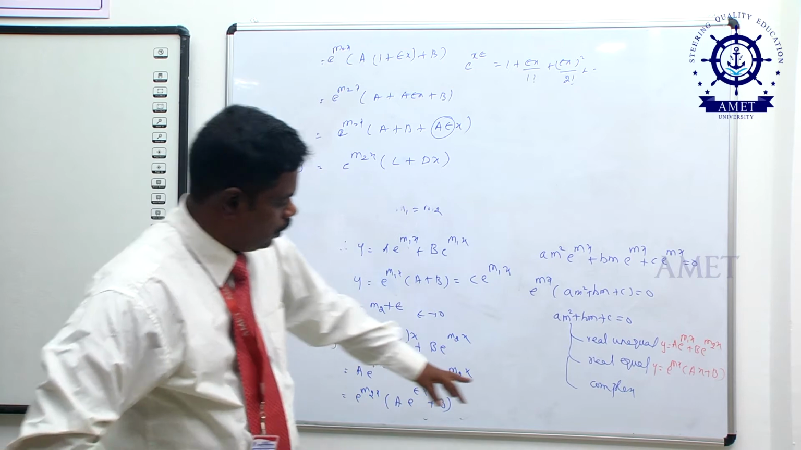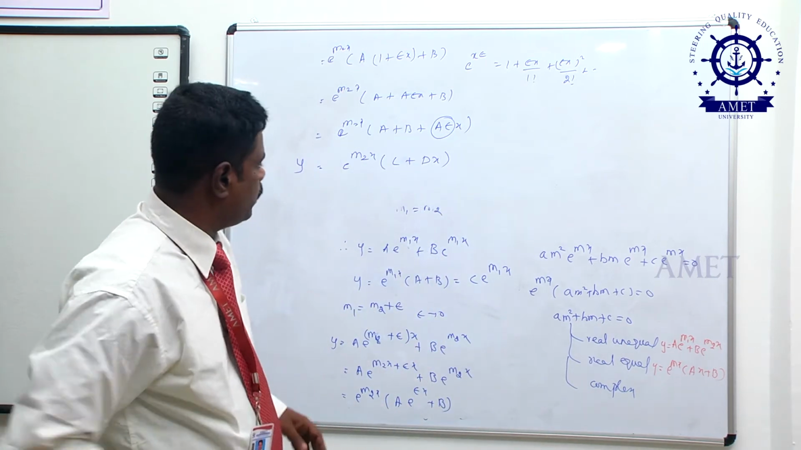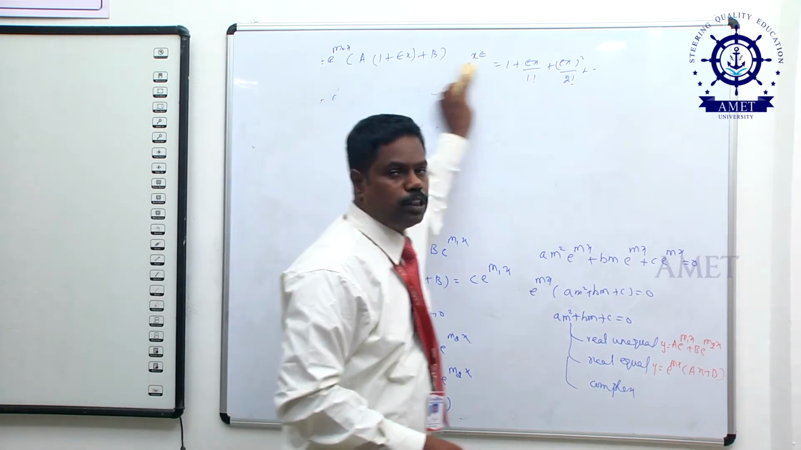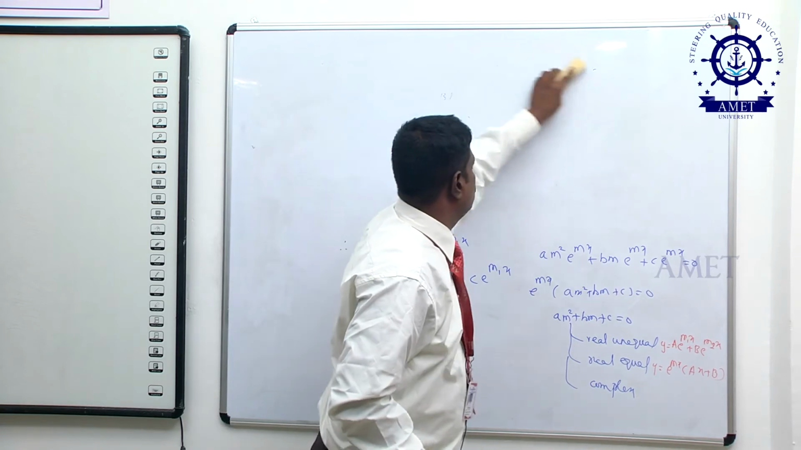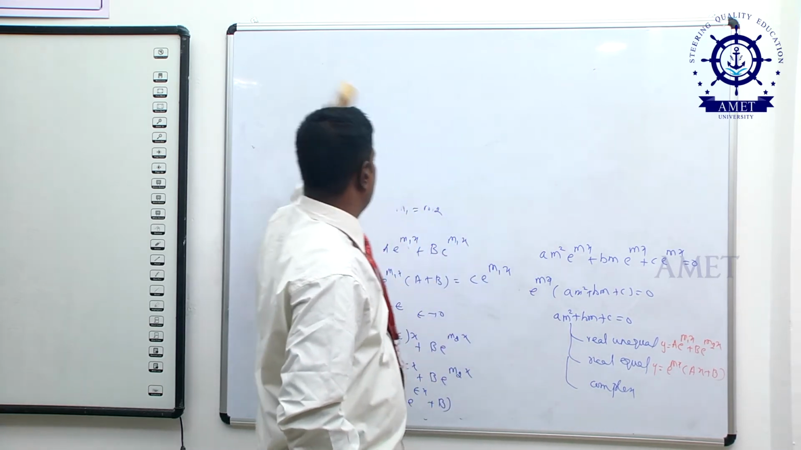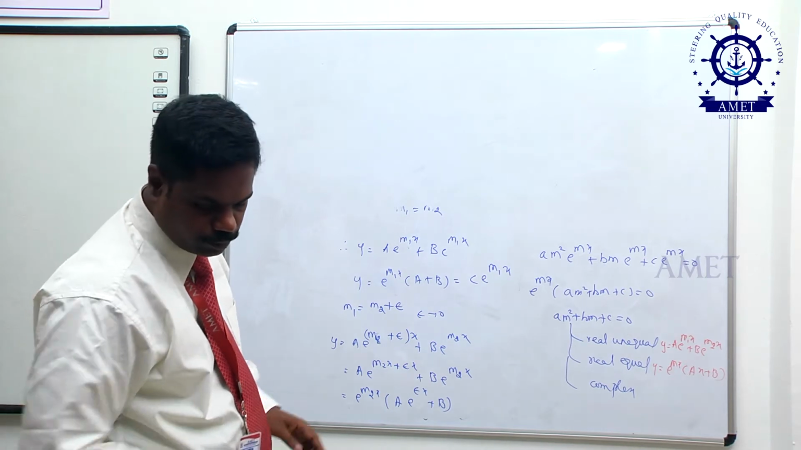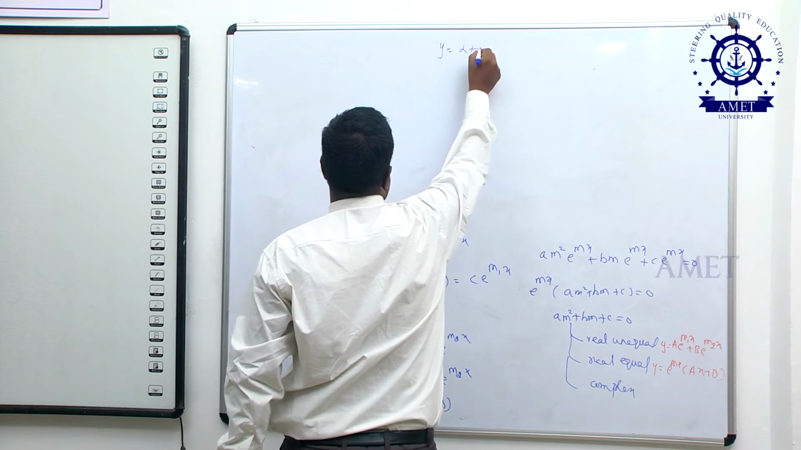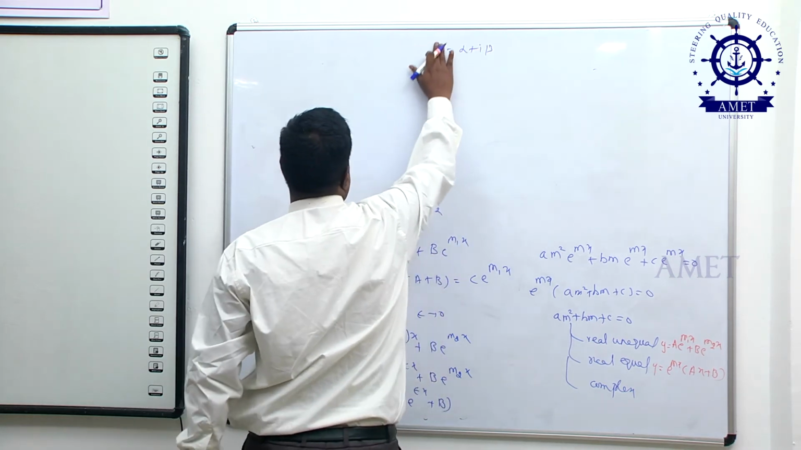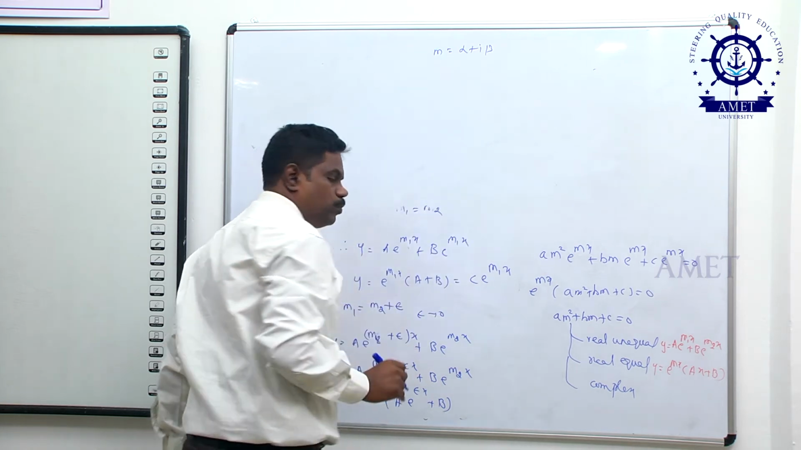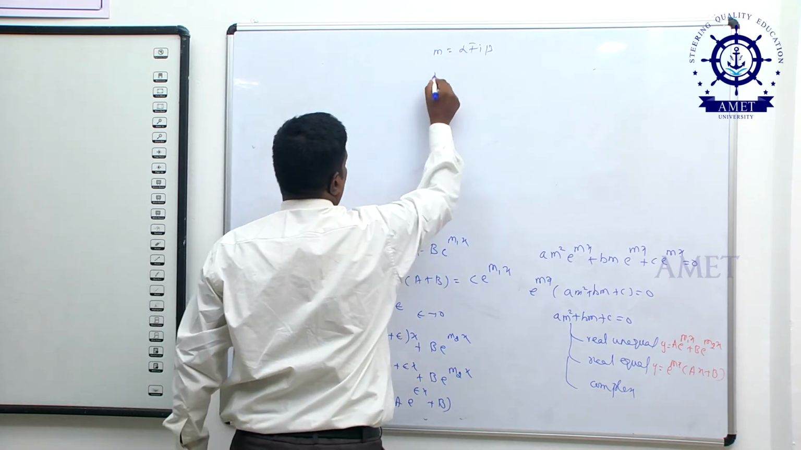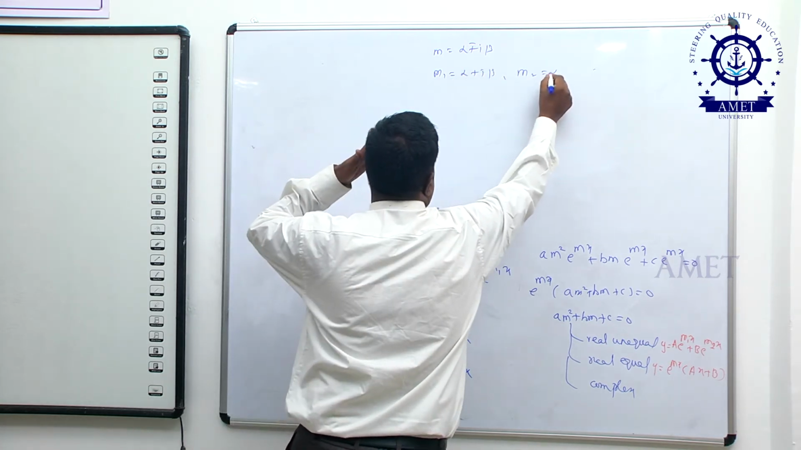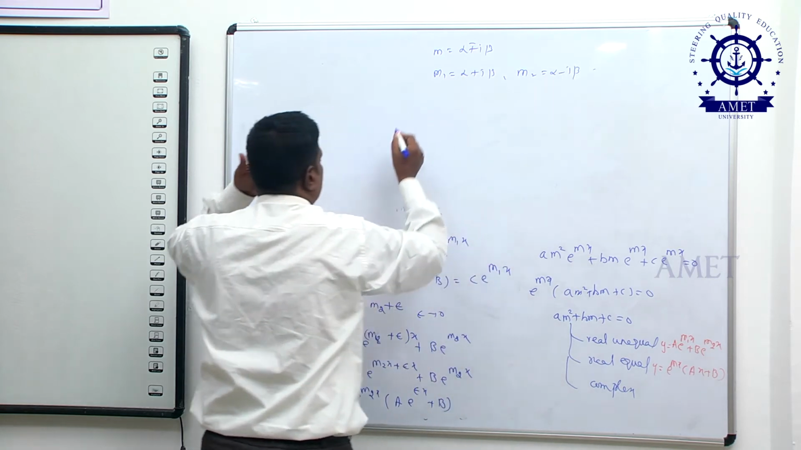And then finally, the roots are complex. Complex numbers occur in pairs. Complex numbers are always denoted by alpha plus i beta. The roots are what? Alpha plus i beta. There are two roots, m plus or minus. The first root is alpha plus i beta. The second root is alpha minus i beta.